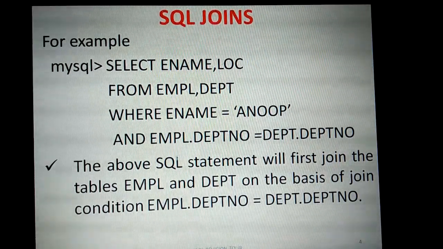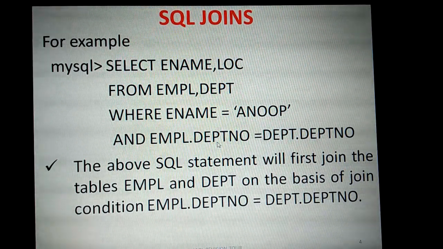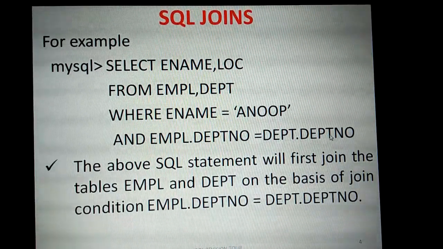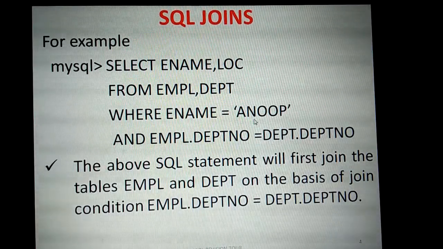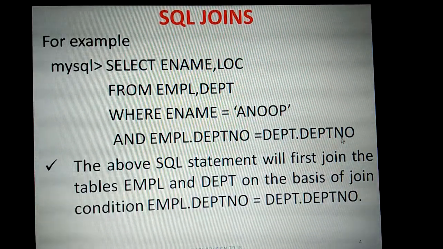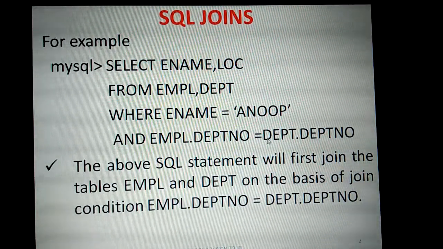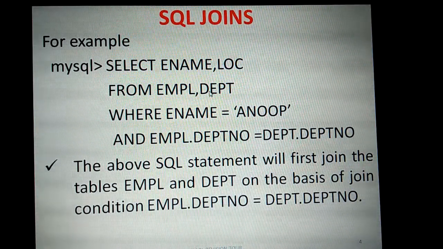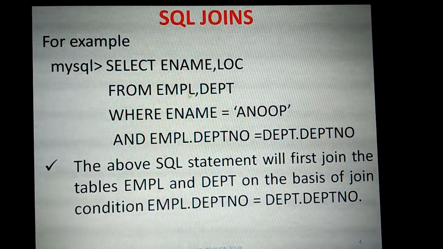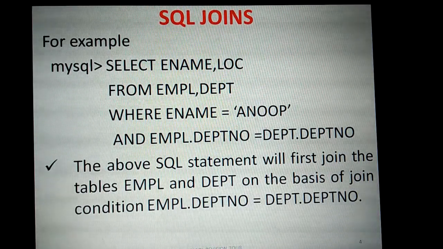That means the employee table and the department table both have the department number as a column name. The department number in both tables should be matching here. Along with that, ename should be Anup. So the employee name in the employee table must be Anup, and if the department number in both tables is matching, those fields and their corresponding rows alone are going to be retrieved from the two tables and displayed as the answer for us. So that is the work of this SQL join. Whichever rows match this condition are going to be retrieved.